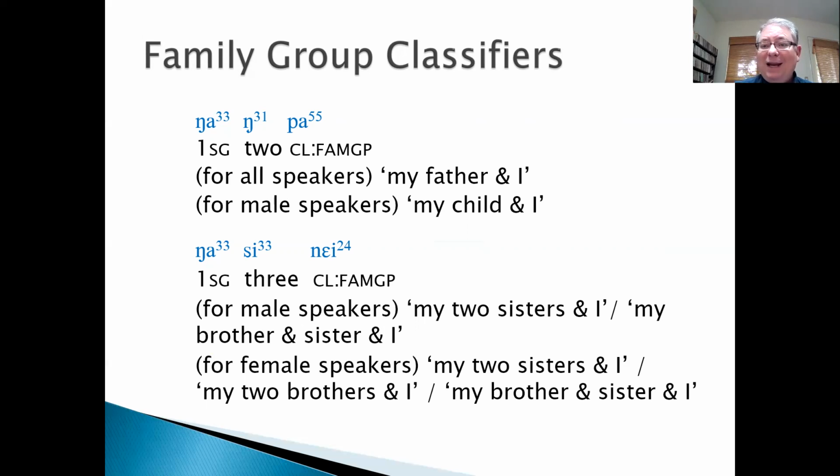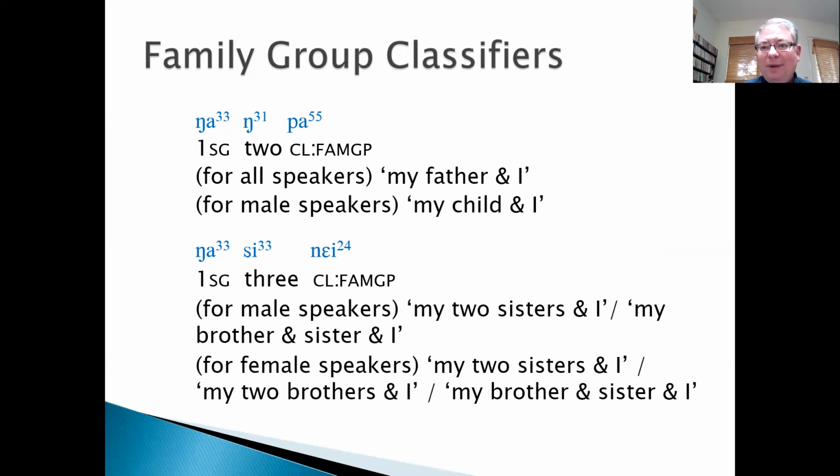Of course, if it's a 10-year-old boy saying this, then obviously it's only going to mean my father and I. Or if it's an older man who has no children, and you know that, then obviously the phrase is also only going to mean my father and I. So you can see these are rather complex in how they're interpreted. You need to know a lot of information.